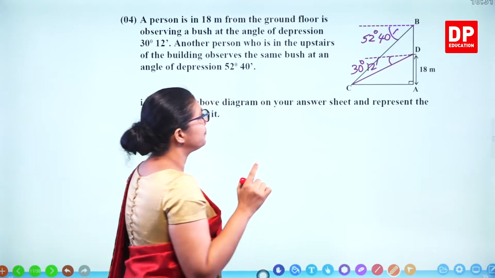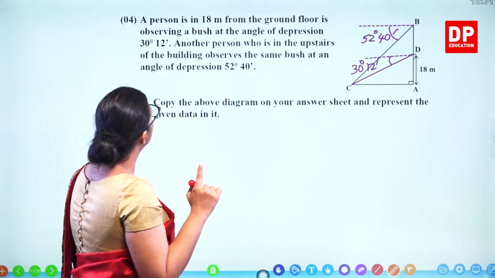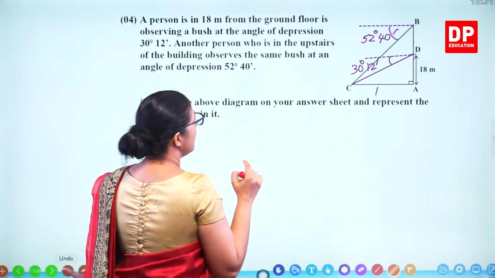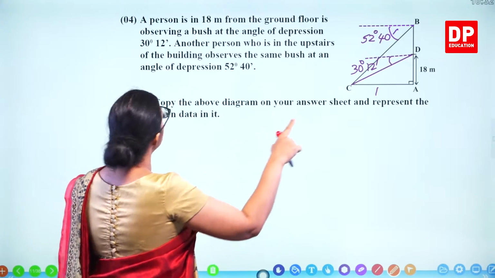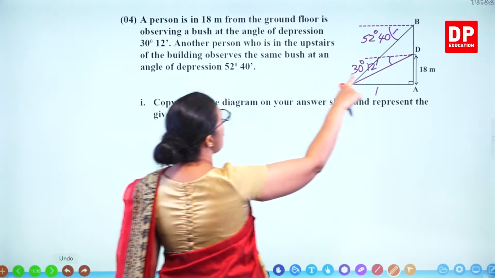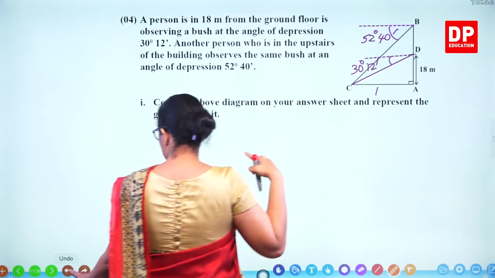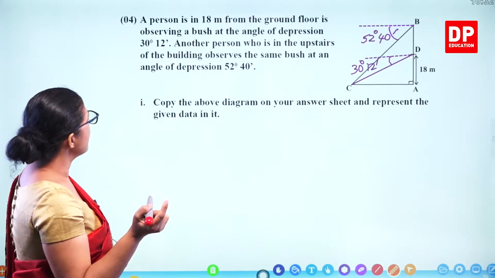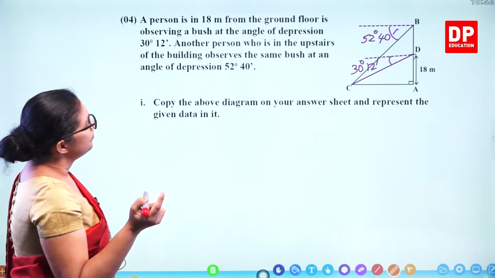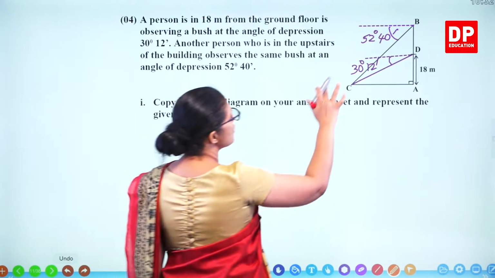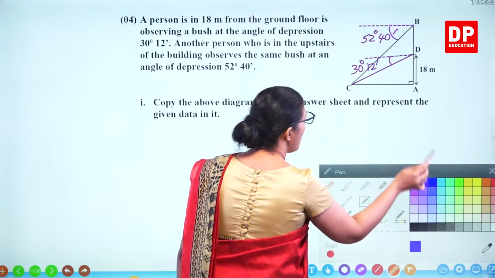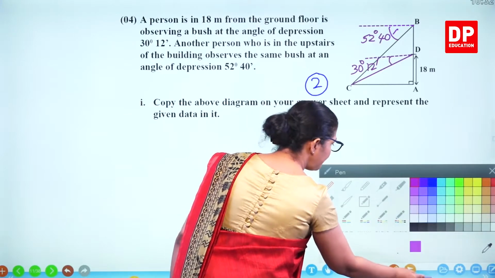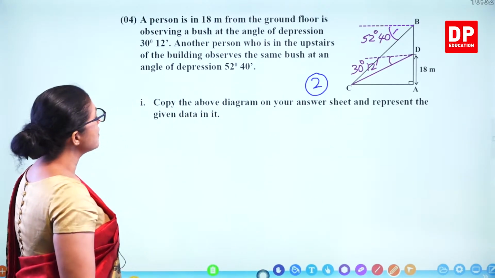That's this angle. And what's the distance here? This is 18. It says 18 meters here. No? A person is in 18 meters from the ground floor. So, this level is given 18 meters, not A to C. So, that's the diagram. So, you get marks for that. So, we'll give 2 marks for showing the 2 angles. Now, we'll look at the next one.